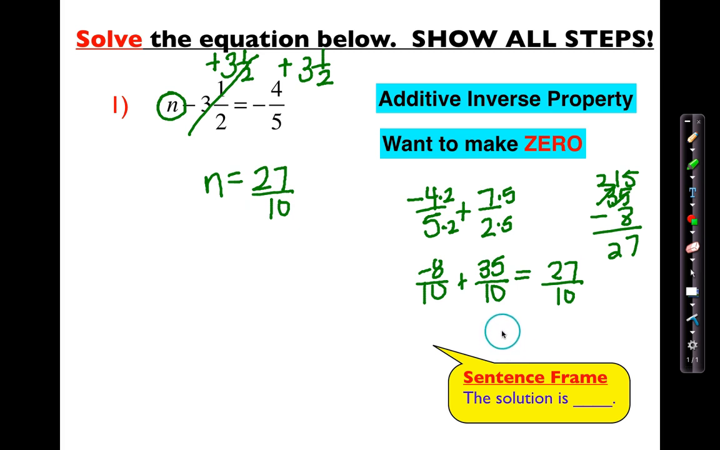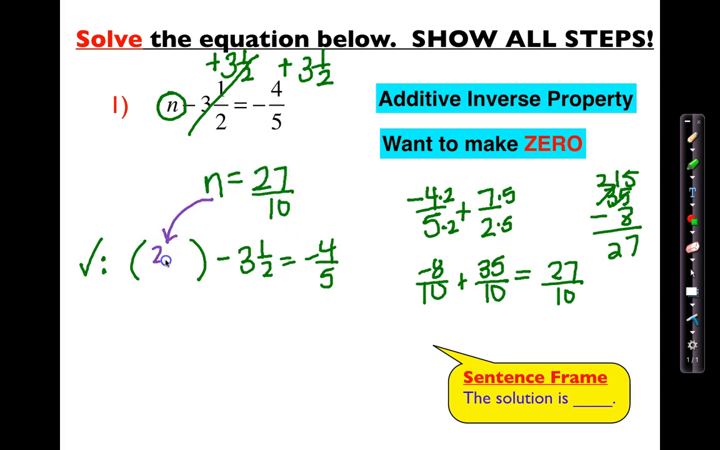So before we claim this is our final answer, it's important that we also check our work. So let's do that. To check our work, the very first thing we're going to do is replace n with just parentheses. This gives us a placeholder to put in our value in a moment. I'm going to go ahead and do minus 3.5 equals negative 4/5. Now that I have my placeholder, I can plug in my value for n, which was 27/10. So here we have 27/10 minus, we're going to turn this to an improper fraction, which is 7/2.